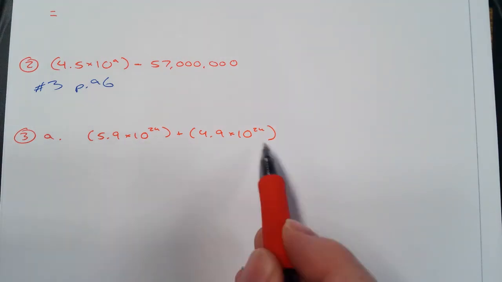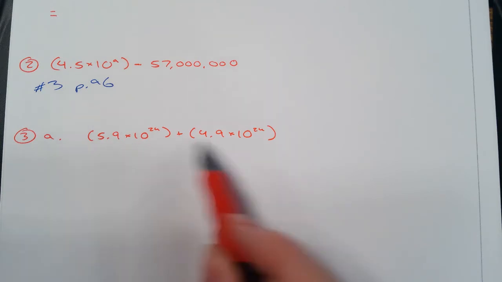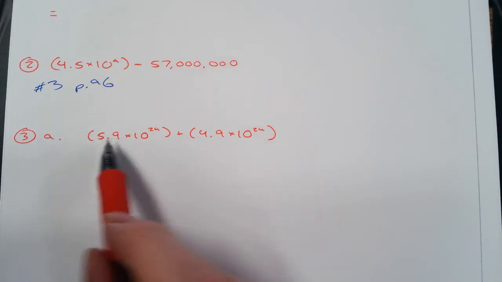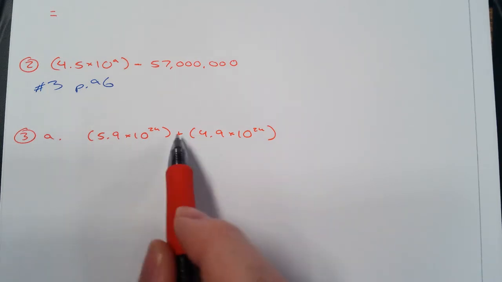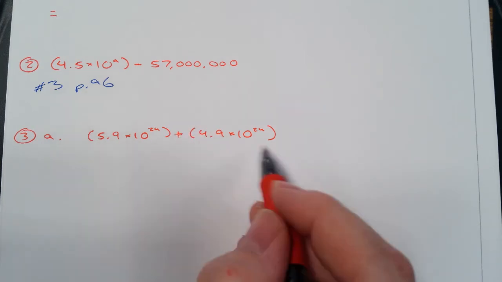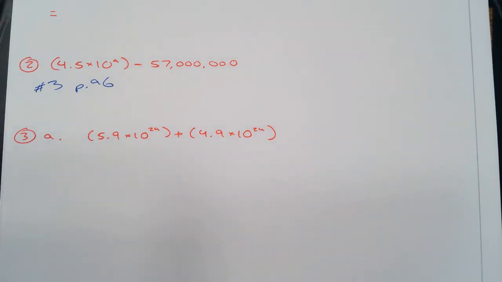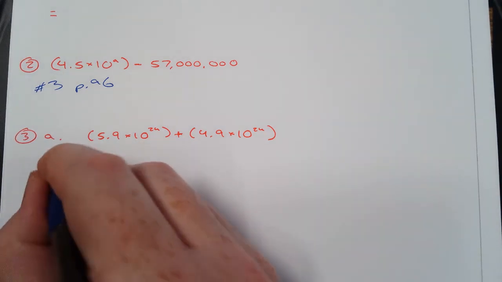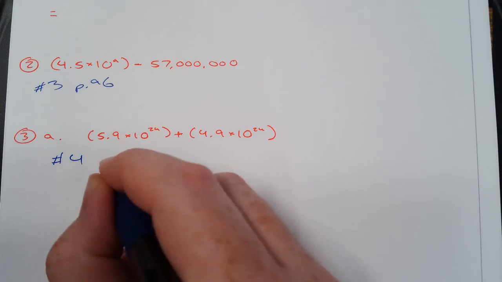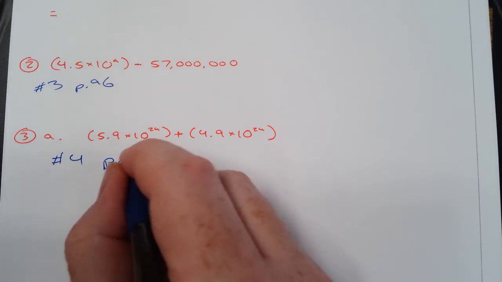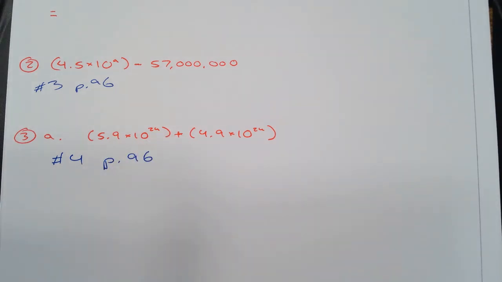Fortunately for you, they're already in the same place value, and they're already in scientific notation. If you need guidance about how to work when you're adding scientific notations, a good example would be exercise number 4 on page 96, which is adding scientific notations.